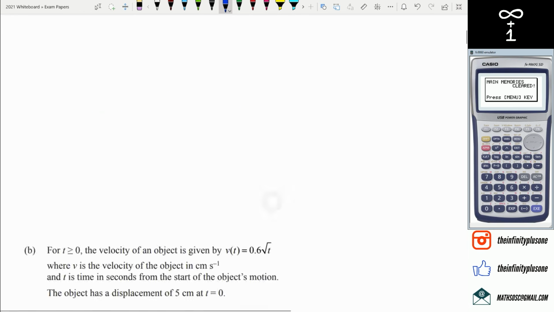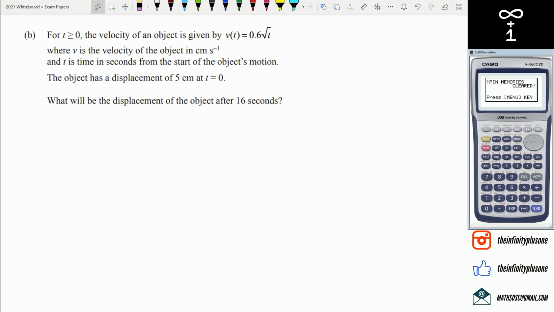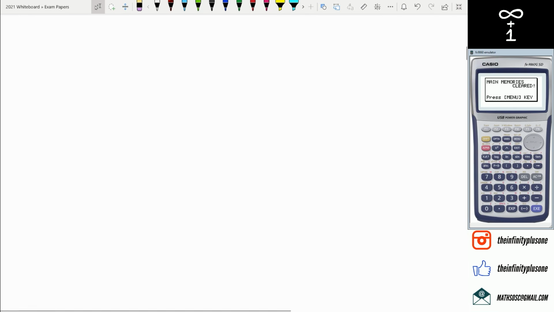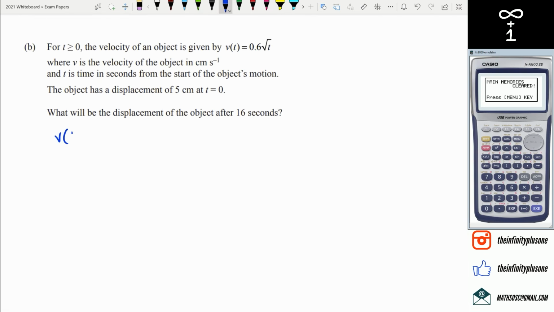Moving on to question 1b. So with 1b, what we've got is a velocity function, and they're literally asking to find the displacement function and then find out what the displacement is after 16 seconds. So this is what we have. We have v of t equals 0.6 t to the power of half, and the question's actually asking s of 16. We also know that s of 0 is equal to 5. So those are just some useful things to remember.